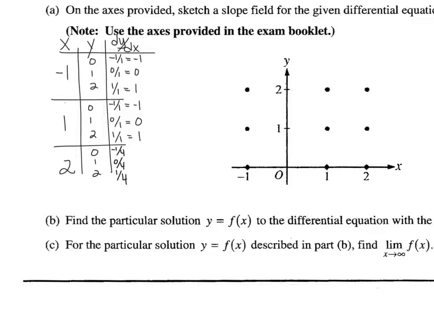So when x is negative 1 and y is 0, I'm drawing a slope of negative 1. Negative 1, 1, I have a slope of 0, and negative 1, 2, I have a slope of 1. 1, 0, I have a slope of negative 1, 0, positive 1. Then I have negative 1/4, so remember you can think of it as going from here up 1 over 4.